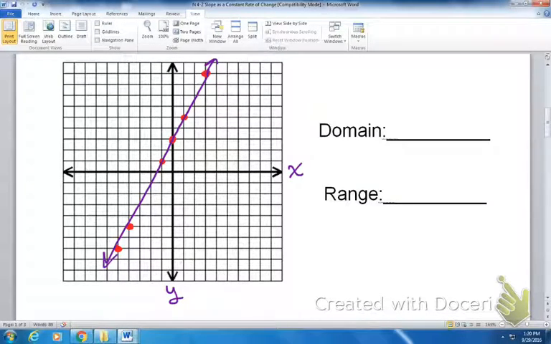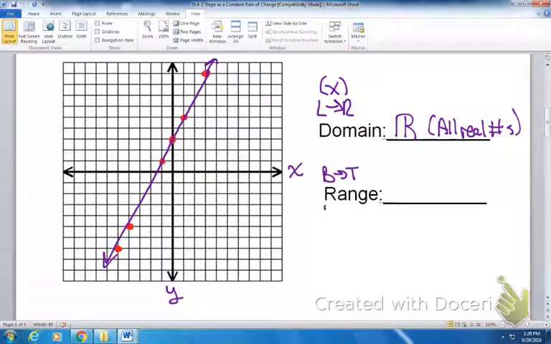Now, let's talk about domain. Remember, domain is from left to right. It's our X values. Well, I can't tell how far left I go because it goes left forever. It has an arrow. I can't tell how far right it goes either because it goes on forever. So that means there is no value in the domain that I can't enter in. So my domain is all real numbers. Okay? It goes on forever in either direction. Pretty much anytime you have a straight line with arrows at the end, it's going to be all real numbers. Range is bottom to top, or our y values. So I can't tell how low it goes, and I can't tell how high it goes, so it is also all real numbers.